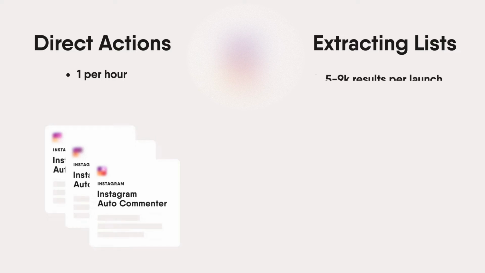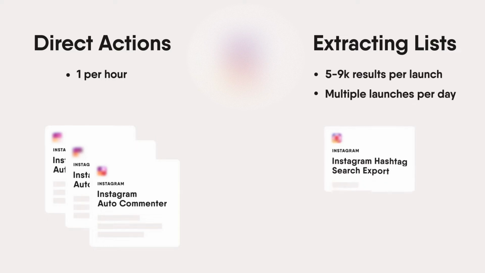With more direct actions on Instagram, we'd recommend a maximum of one per hour, because they're really very strict when it comes to rate limits. Otherwise, when you're extracting lists, you can do a lot more. You can extract between 5,000 to 9,000 results per launch, and you can launch these phantoms multiple times throughout the day.